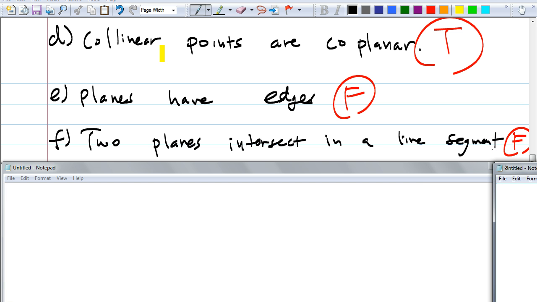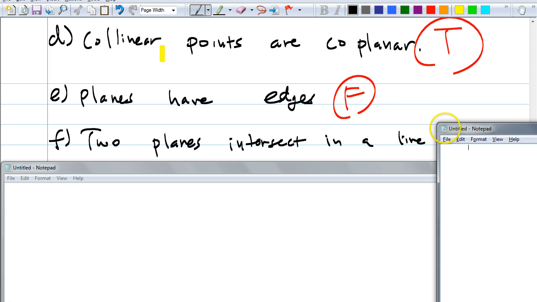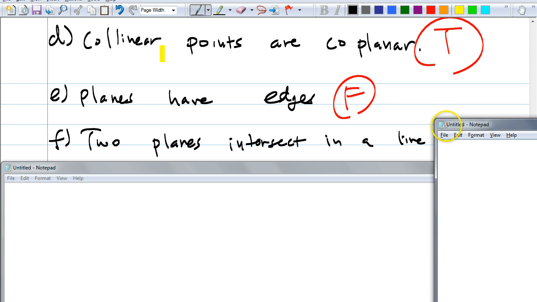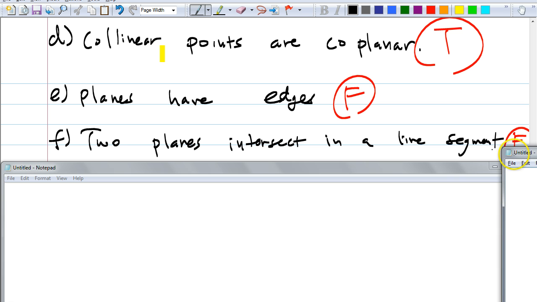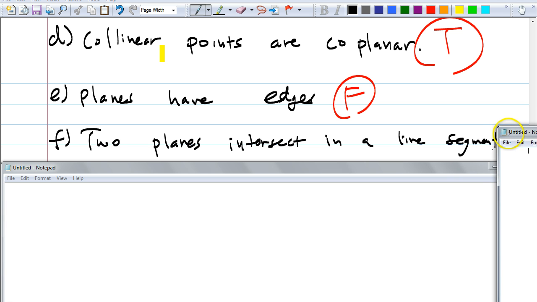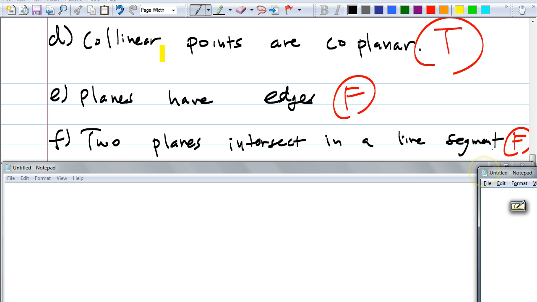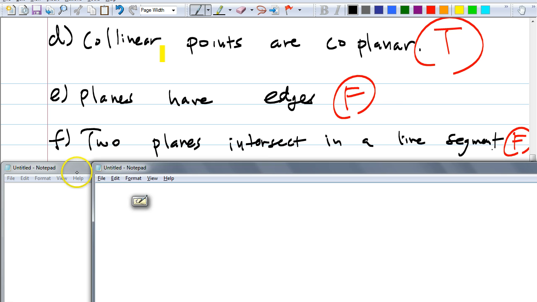Please be careful. A lot of people don't read the whole thing. They just see this and go, oh, two planes intersecting in a line. Oh, true. Well, it does not say line. It says line segment, right? Remember, a line segment has two ends, right? It's a part of a line. It has two endpoints. Okay, so please be careful with that one.